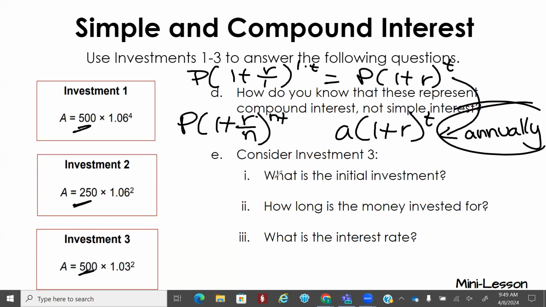All right, on part 3, what is the initial investment on investment 3? 500. How long is the money invested for? 2 years. And what was the interest rate? 3%. Okay, and the way she got 3% is she said 1.03 minus 1. That gives me 0.03. I'm going to change it to a percentage.